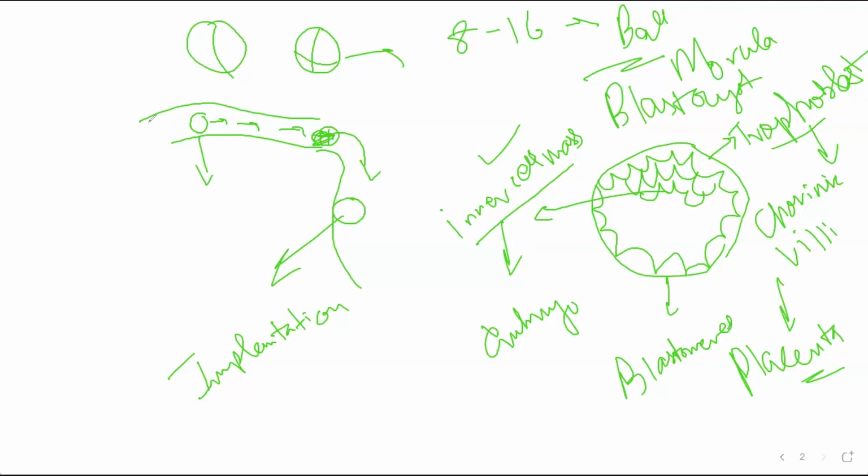So what is happening in the cleavage process? The zygote is dividing, right? It divides into 2 cells, 4 cells, and 8 to 16 cells. As soon as it forms this 8 to 16 cell structure, you start calling it a morula. This morula again keeps on dividing. It forms a stage that is known as the blastocyst stage.